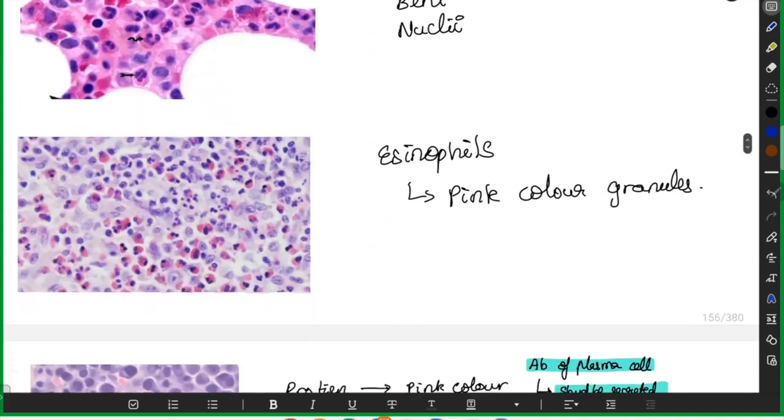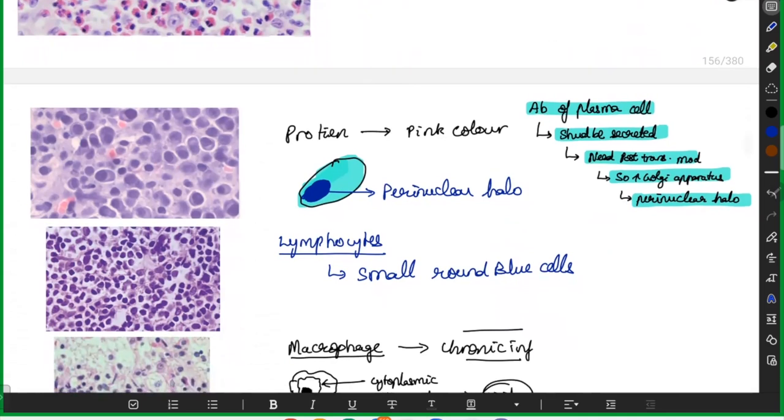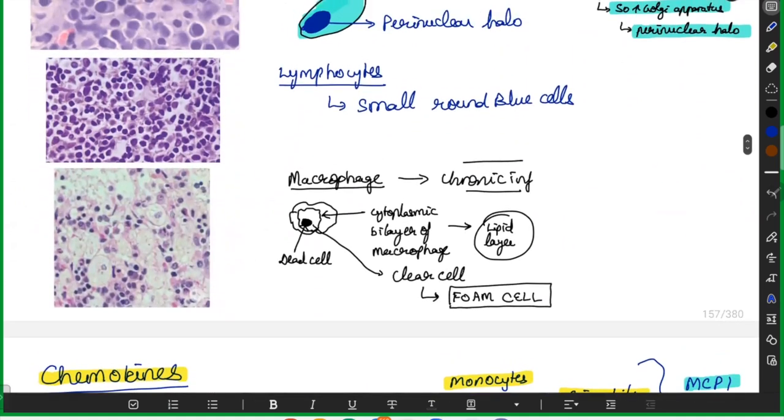This is going to be your eosinophil. This is going to be your protein-colored, halo-colored area. So a perinuclear halo will be present. So this is nothing but your plasma cells. Plasma cells secrete proteins and need post-translational modification, so there is an increase in the Golgi apparatus, and this Golgi apparatus increase is denoted as a perinuclear halo. Next comes your lymphocytes. Lymphocytes are the small round bodies, and this is going to be macrophages. So macrophages are present in chronic inflammations.